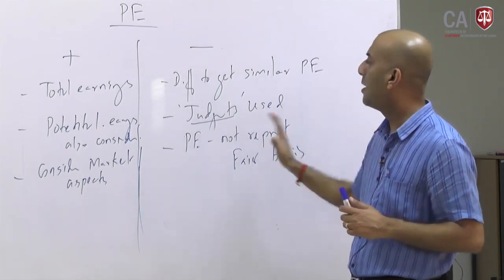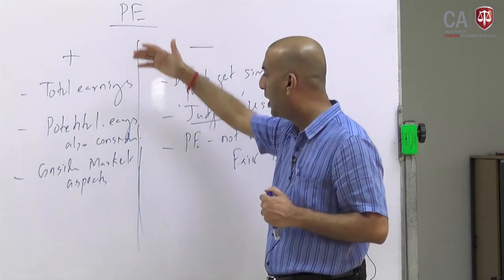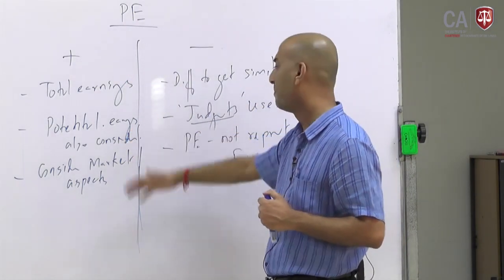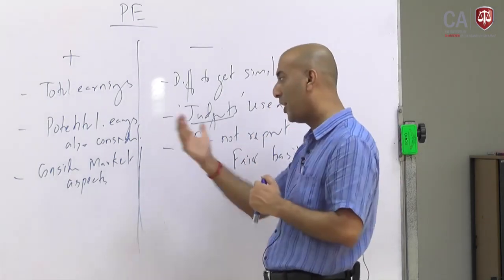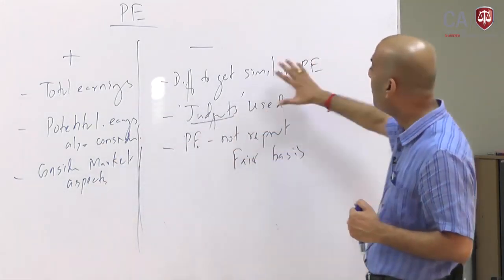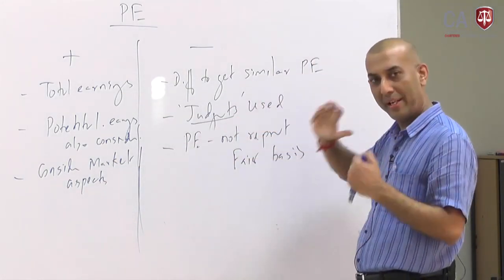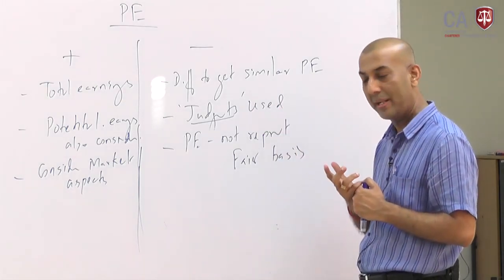So these are some of the pluses and minuses. Total earnings are considered in the PE method of valuation, and potential earnings are considered. You consider the market aspects, where for a listed or unlisted company you need to make adjustments. These are the positive sides. On the minus side, it is difficult to get a similar PE ratio. You cannot always get a similar PE ratio from the market.